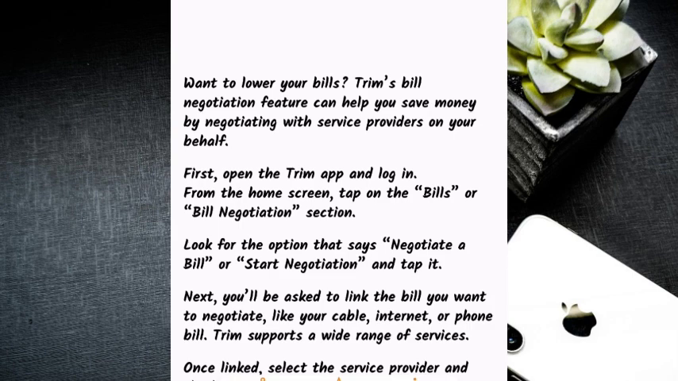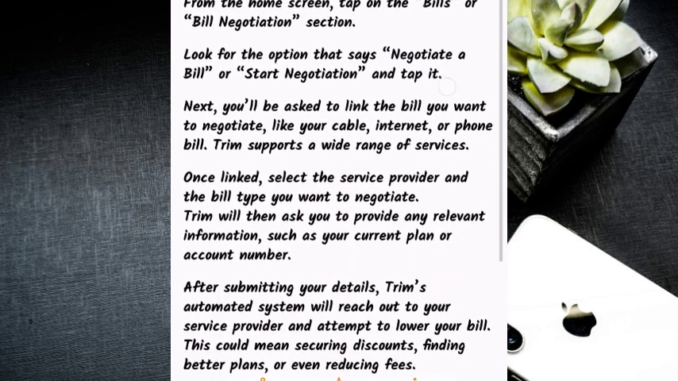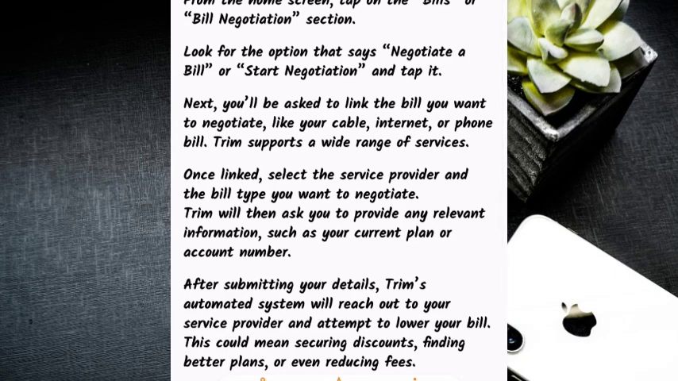Next, you're going to be asked to link the bill that you want to negotiate. It could be your cable, internet, or phone bill. Trim supports a wide variety of services. Once linked, just select the service provider and the bill type that you want to negotiate. Trim will then ask you to provide any relevant information such as your current plan or account number.